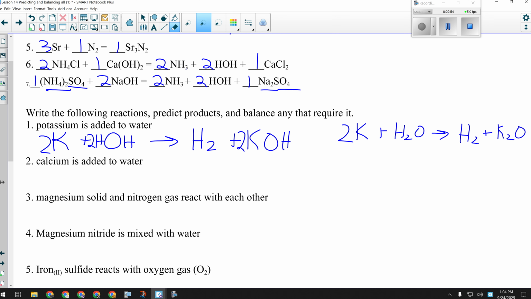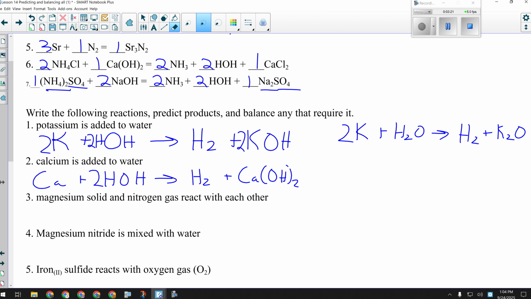Okay? Calcium added to water, same deal. You could have written it like this, which is probably the way most people wrote it, because I said to do that with replacement reactions. So when we do that, we'll get hydrogen gas because it's special, and we'll get CaOH2, because this is a 2 plus and this is a 1 minus. And then hydrogen's a special element. Then we have to go back and put a 2 there to make sure that everything balances.